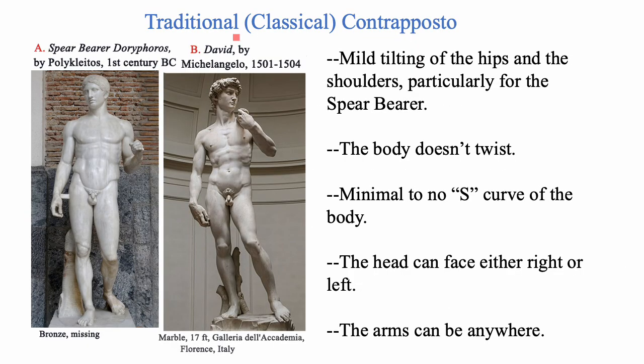This is traditional or classical contrapposto, and for my examples I use the Spear Bearer and David by Michelangelo. In both cases, the tilting of the hips and shoulders are very mild, particularly in this first one. The head can face either right or left, and the arms can be anywhere. The body doesn't twist, and there's minimal to no S-curve of the body.